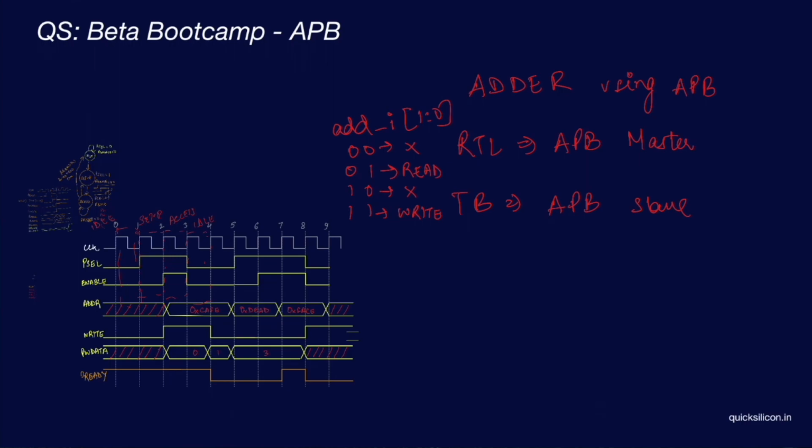So this is for the RTL, that whenever your test bench asserts your add_i signal as 0 1, it will assert a read request, and whenever your test bench asserts add_i as 1 1, it is a write request. Other than that, we will just send all the requests to one particular address.